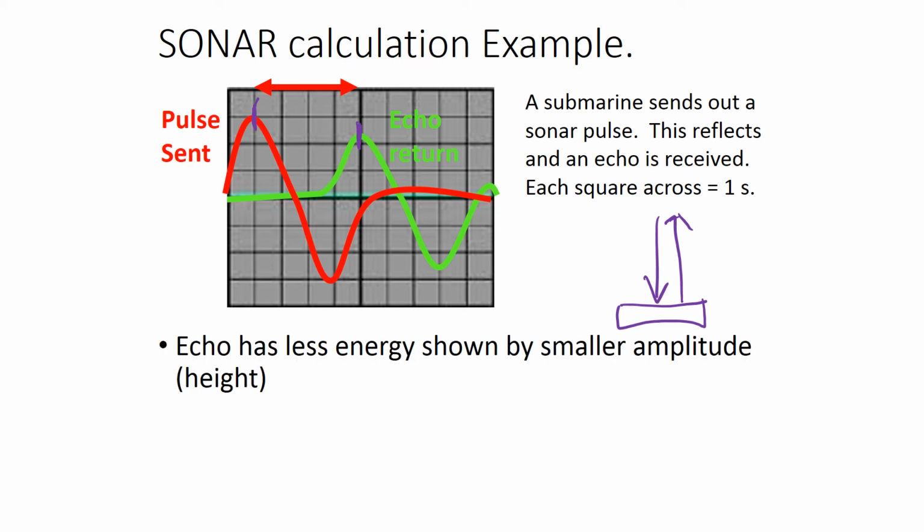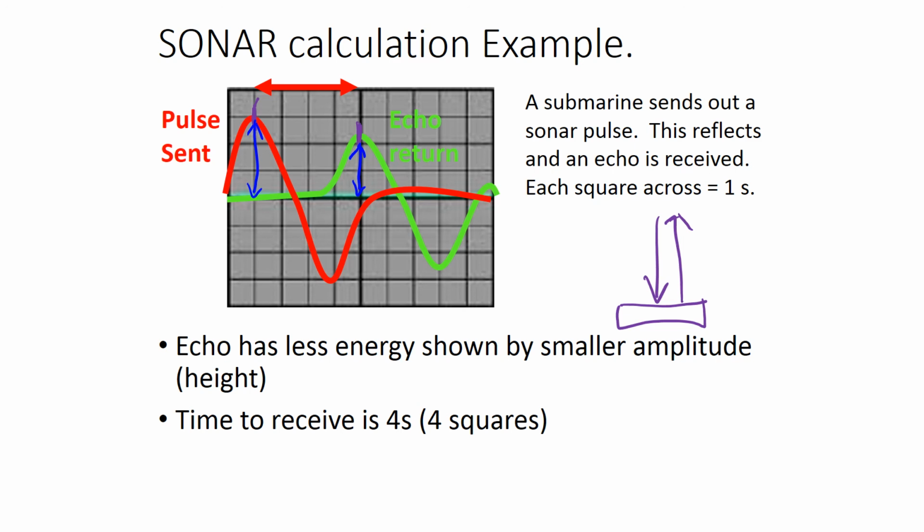Notice that the echo has less energy because the amplitude is less. If we look at the amplitude on there, that's 2 squares compared to the 3 that we started with. That's because we have less energy as signals travel further. So if it was further away and taking longer, the signal would be a lot less amplitude than before.